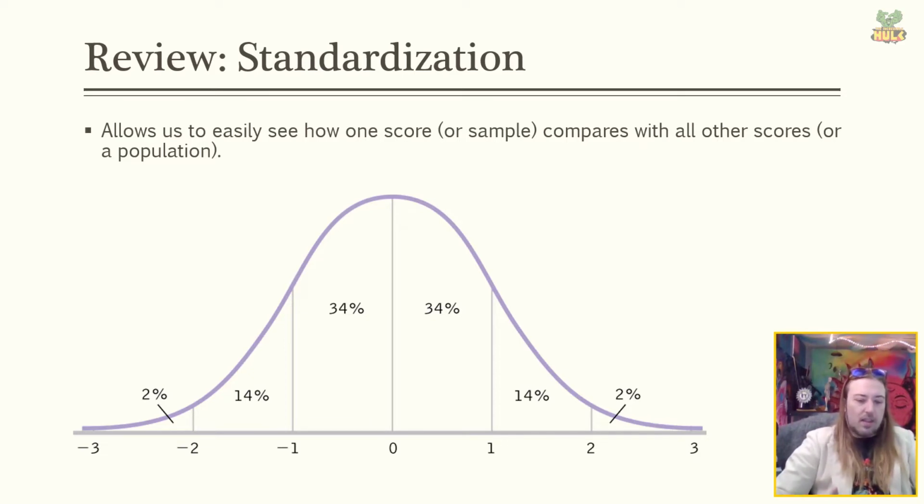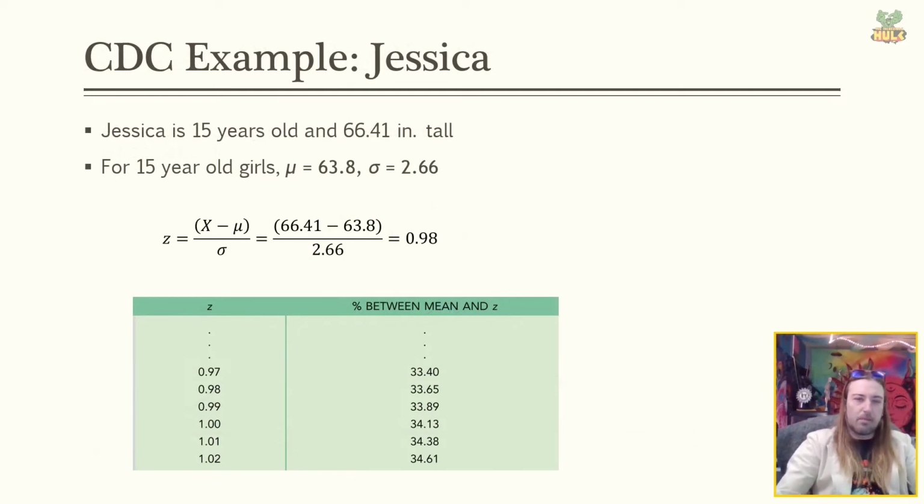So let's see what kind of things we can do with standardization, right? We've seen percentiles already, so let's go through an example. Let's say we have a young girl named Jessica. She's 15 years old. We measure her height precisely at 66.41 inches tall. Now, I went to the CDC website to figure out how tall 15-year-old girls are supposed to be. And according to the CDC, the average height of 15-year-old girls in the United States is 63.8 inches. Okay, so Jessica's 66.41 inches. The question is, is Jessica really different from that population? And if so, how different?